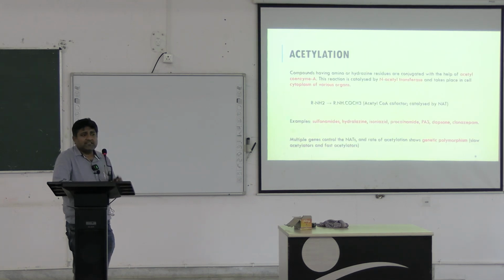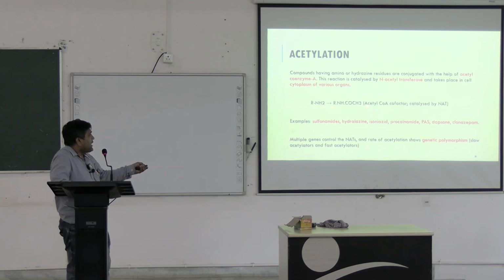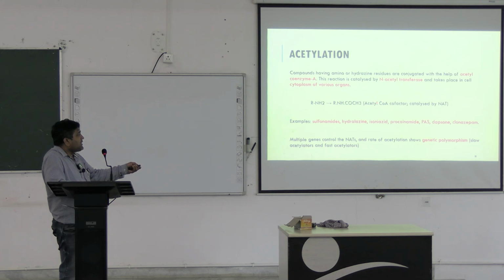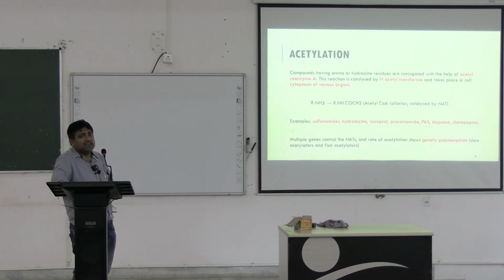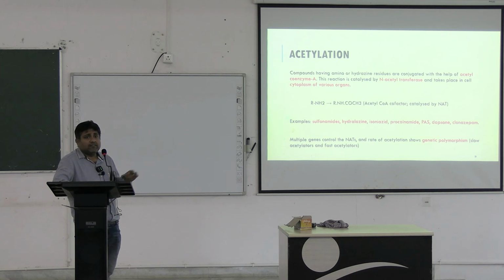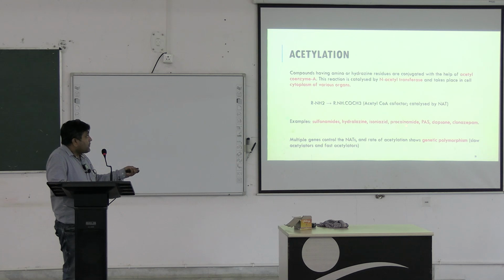Acetylation, as the name suggests, an acetyl radical is added to the drug RNH2. Phase 2 reactions require one cofactor and an enzyme. The cofactor here is acetyl-CoA, which is the acetyl donor, and the reaction is catalyzed by N-acetyl transferase. It takes place in the cytoplasm of various organs, and the drugs that are metabolized by this pathway are sulfonamides, hydralazine, isoniazid, very important, procainamide, PAS, dapsone, clonazepam.